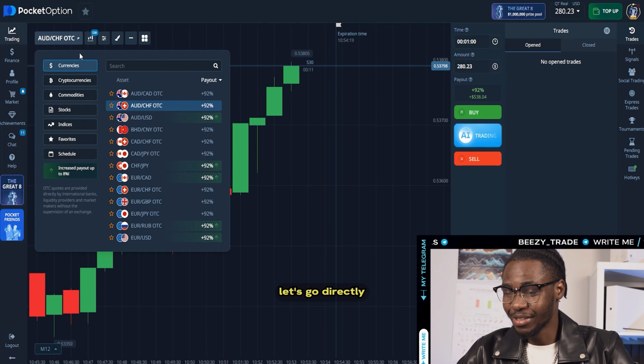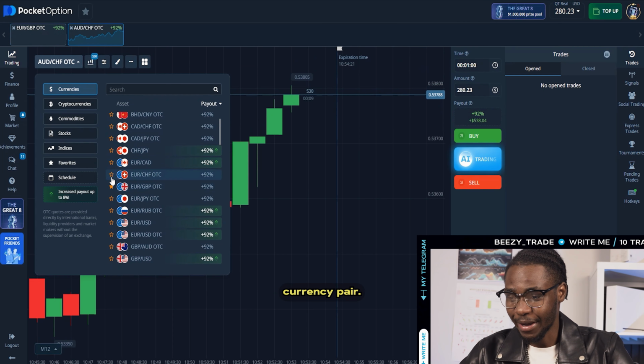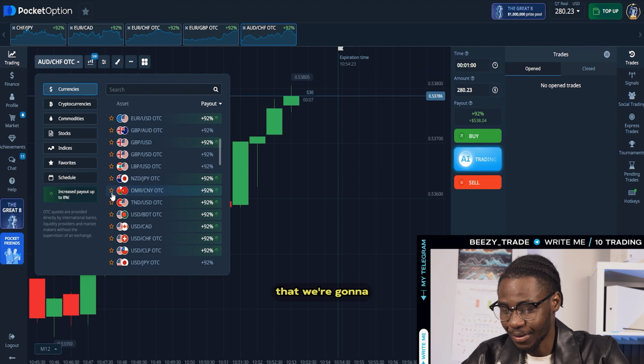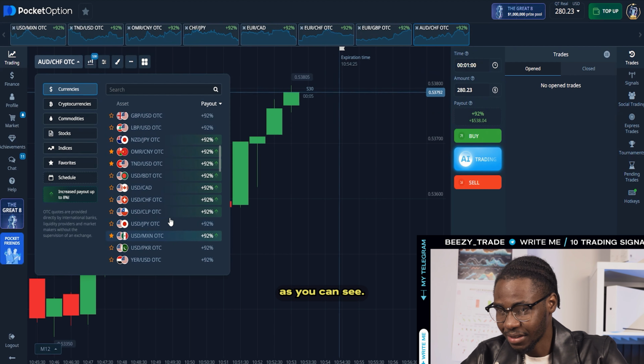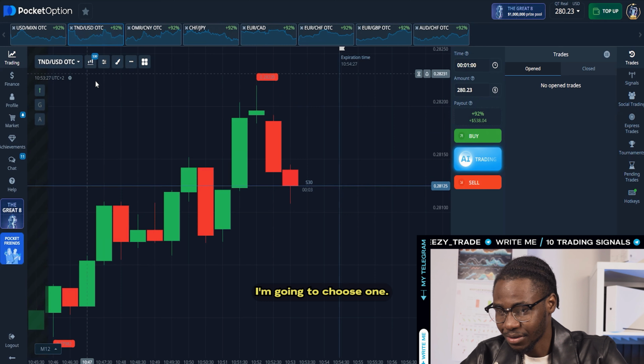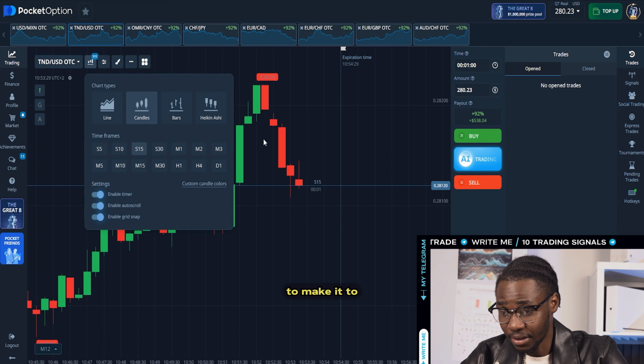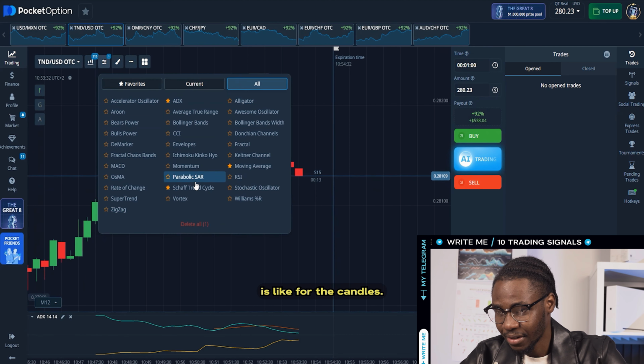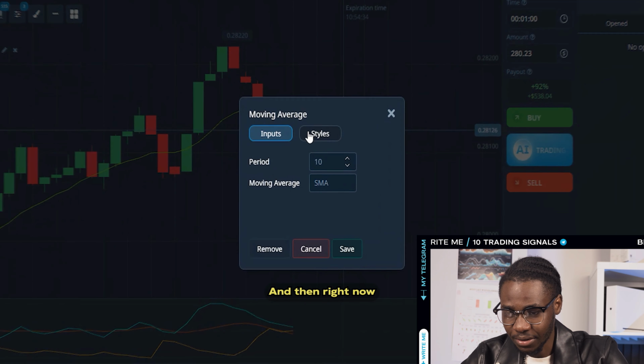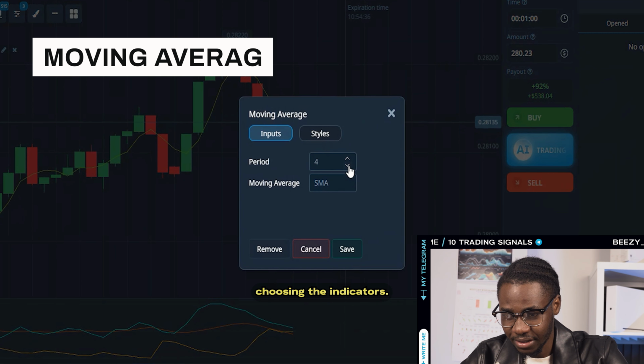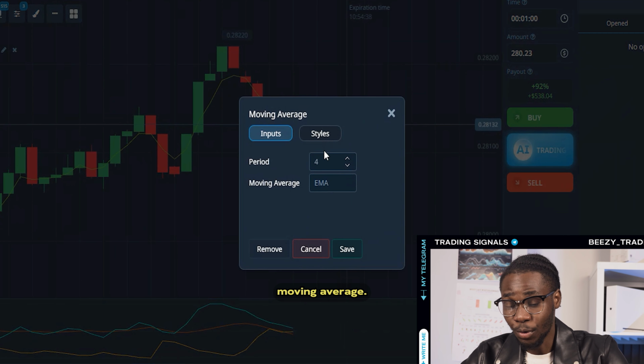So right now let's go direct into choosing the currency pair. These are the currency pairs that we're gonna work with today, as you can see. So here I'm gonna choose one. Let's make it 5S for the candles, and then right now we have already chosen the indicators. So now we are on the moving average.